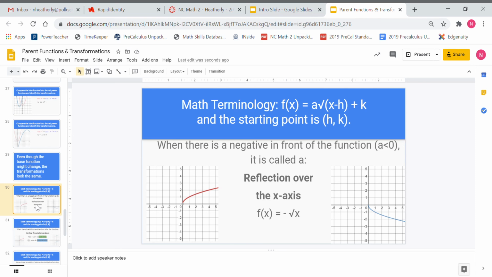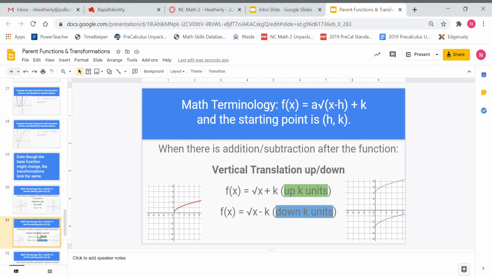So if it's a reflection over the x-axis, there's still going to be a negative in the front. This is what it does to your graph. You've got a regular square root function, the parent function, and then if it's negative, you flip it over the x-axis. Same thing if we're going up or down outside of that square root function, you would have a plus or minus. If it's plus, it's up. If it's minus, it's down.